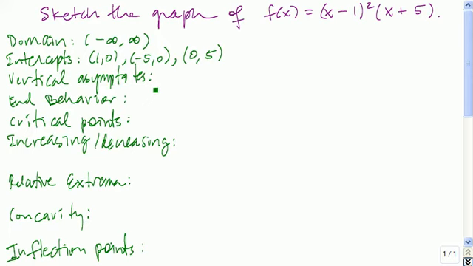Okay, next we move to vertical asymptotes. Well, polynomials have no asymptotes. Also, we know the domain is all real numbers, so there's no way we could have vertical asymptotes.